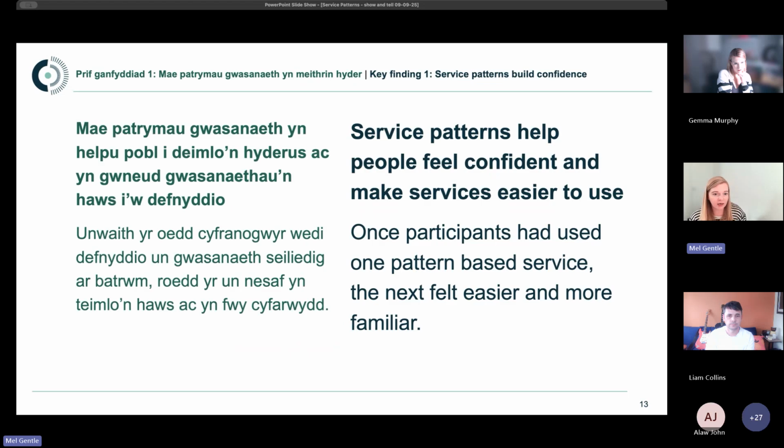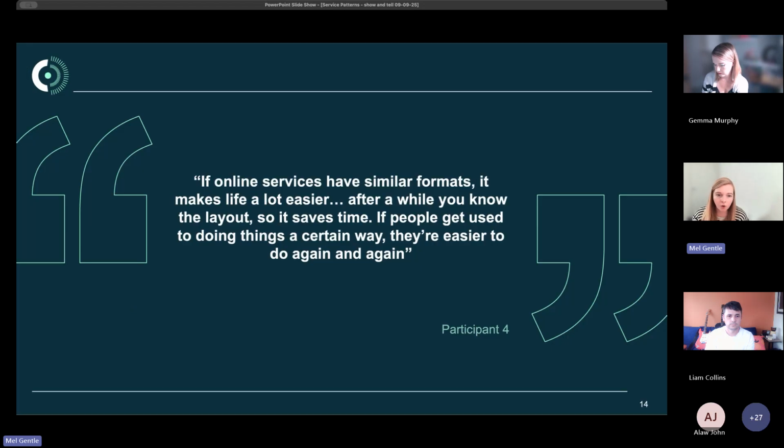So the first key finding is really encouraging. It shows that service patterns do what they're meant to do. They helped people to feel more confident as they used these services. So when someone had gone through one pattern-based service, the next one felt easier for them to use, and participants felt like they knew what to expect next when going through those different services. So people told us in their own words really that consistency helped them to reduce surprises along the way. So we've got a couple of quotes, and here's how one participant described it.